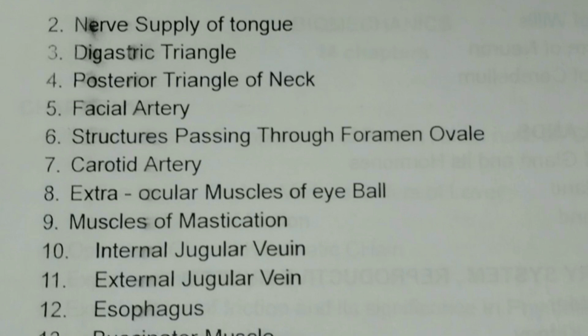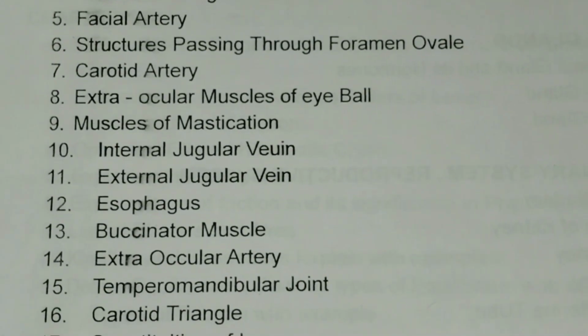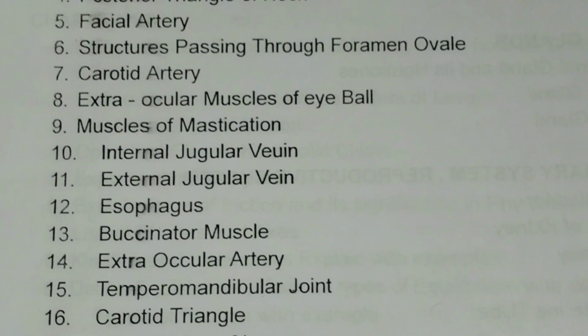Ninth one, muscles of mastication. 10th one, internal jugular vein. 11th one, external jugular vein. 12th one, esophagus. 13th one, buccinator muscle. 14th one, extraocular artery.